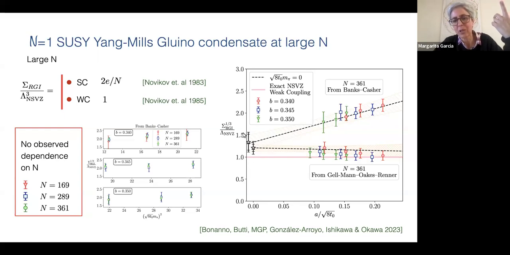Here one has to renormalize the gluino condensate in some way. We don't have a non-perturbative renormalization, so we used the perturbative renormalization up to 2 loop order. So there is an uncertainty associated with that. Given that, I think this is quite good agreement with the standard result.